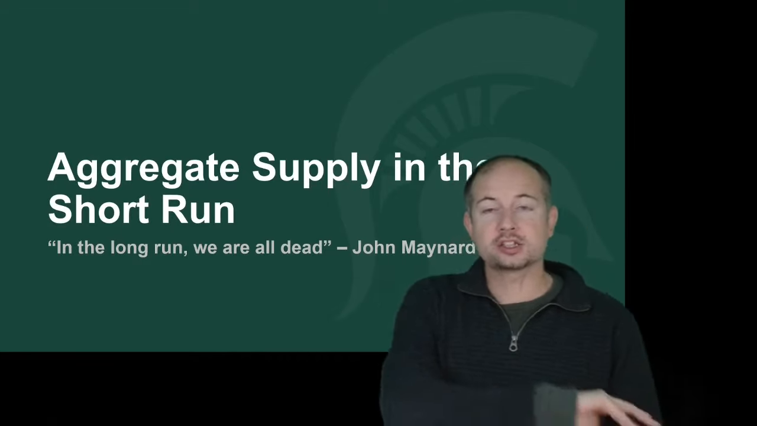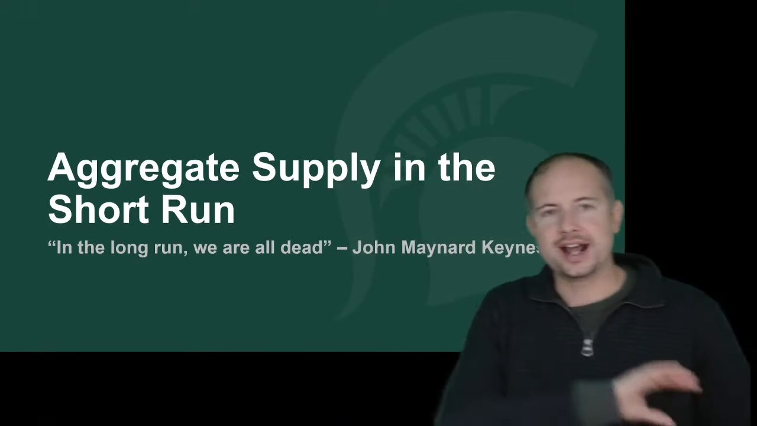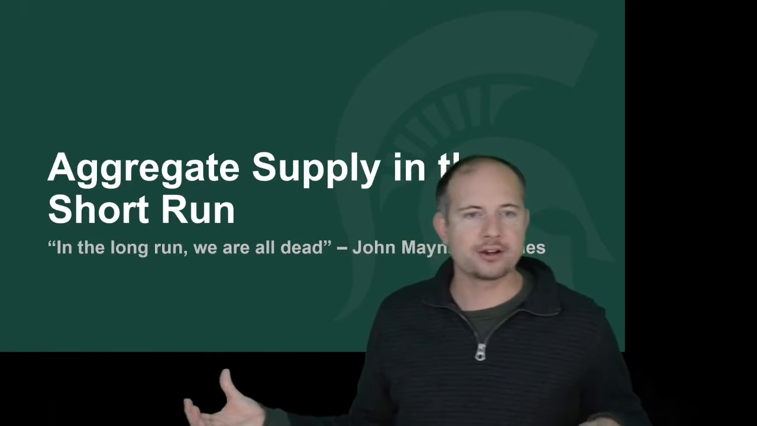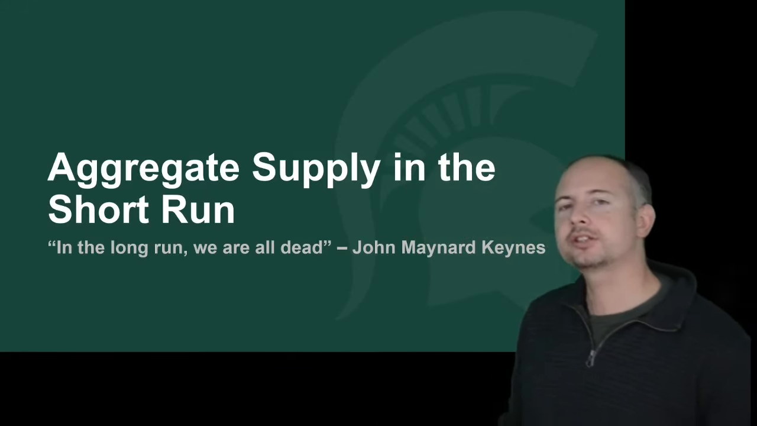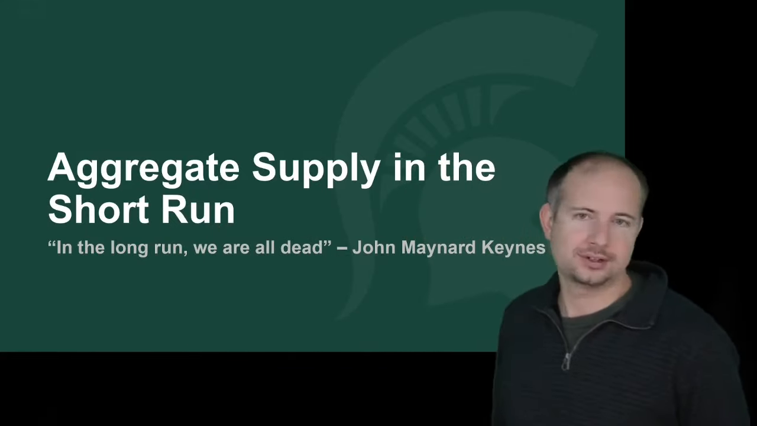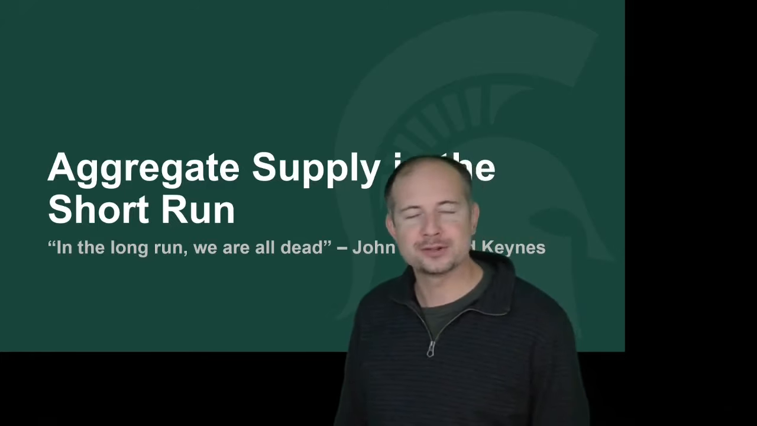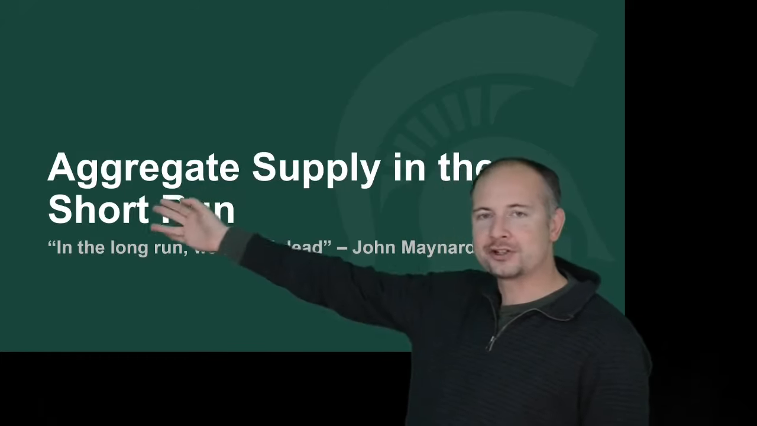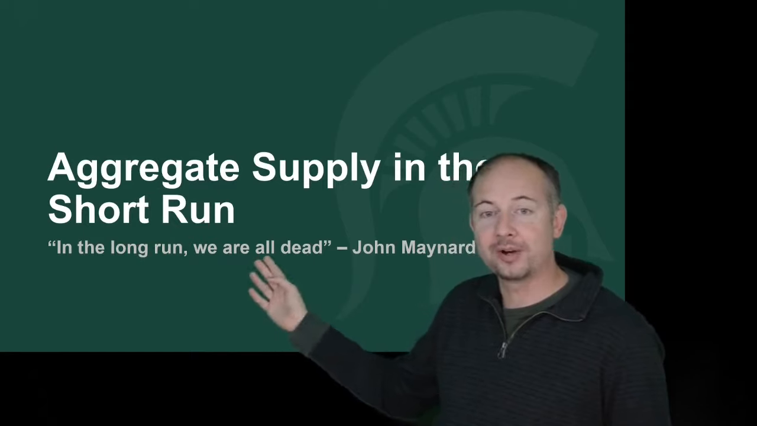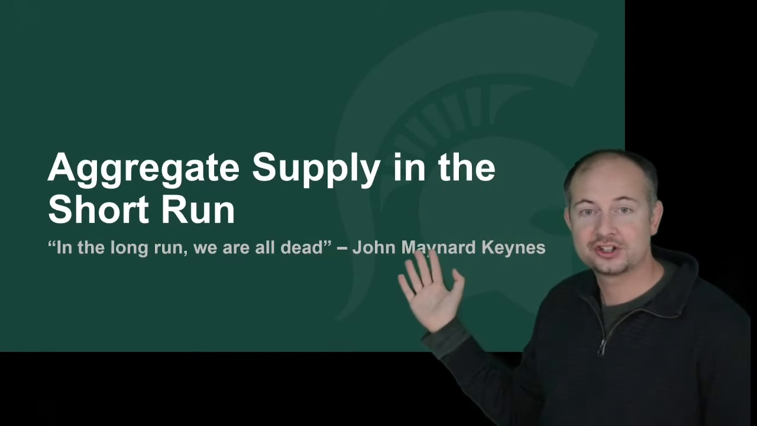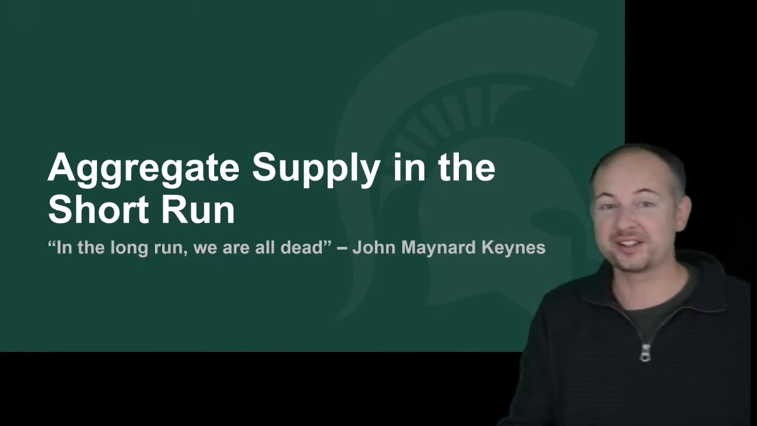Next, we are going to start with aggregate supply. So we did aggregate demand. Now we're going to do aggregate supply. And we're going to start off in the short run, which means I get to tell you a very famous quote. Why do we care about the short run? Because in the long run, we are all dead. That's John Maynard Keynes, economist, really fun group.